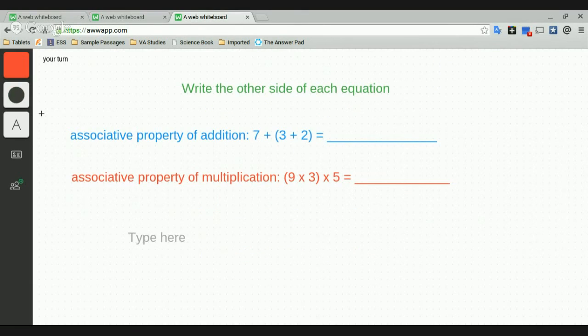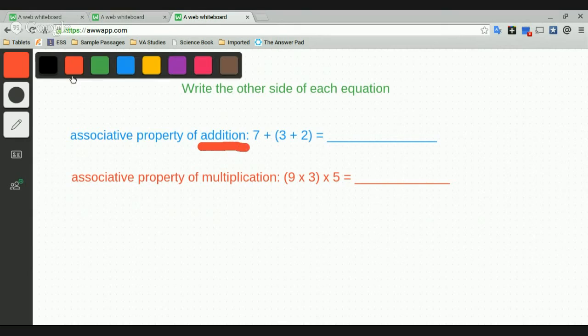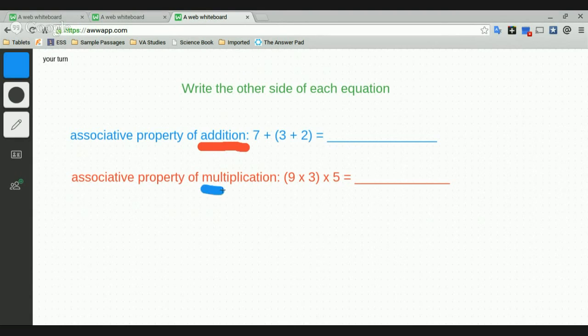So if you didn't understand those, you can always rewind. And let's move on to the last one, which is going to be your turn. For your turn, you need to write the other side of each equation. This is the associative property of addition, is what we're looking for. Keyword here being addition. And on the next one, we are looking for the associative property of multiplication. I've given you one side of the equation. You need to fill in the other side on each one. All right. If you're not quite sure what to do, go back and rewatch the video. But other than that, it's a good place to pause the video now so you can answer the final question.